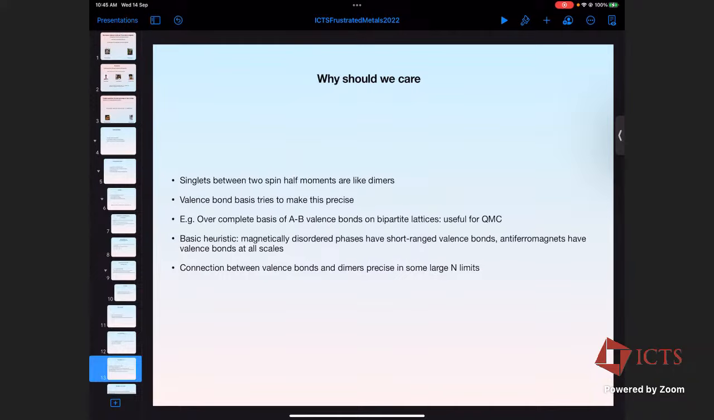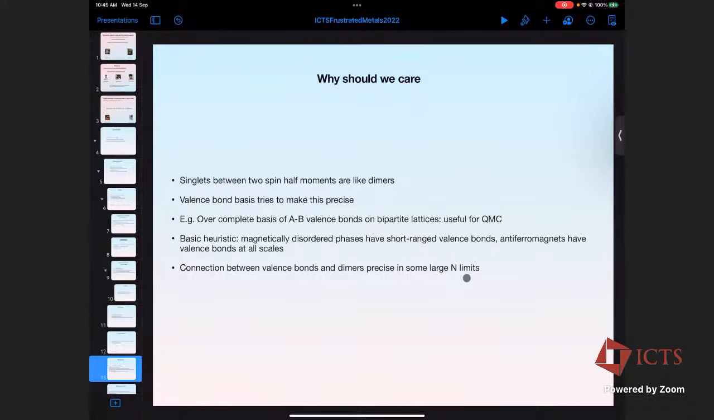And in that case, you can start modeling it even by nearest neighbor valence bonds, and that's the connection to dimers, right? And this connection between valence bonds and dimers, short range valence bonds and dimers, can be made more precise in some sort of large N limits.